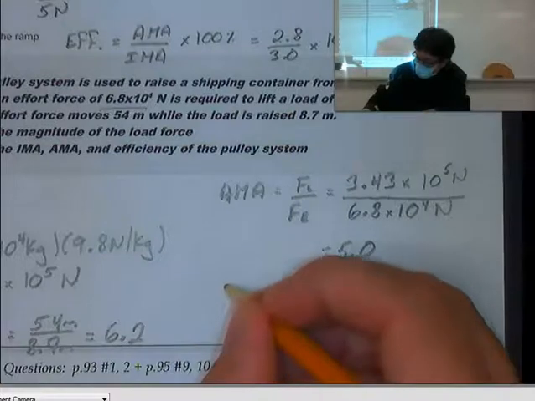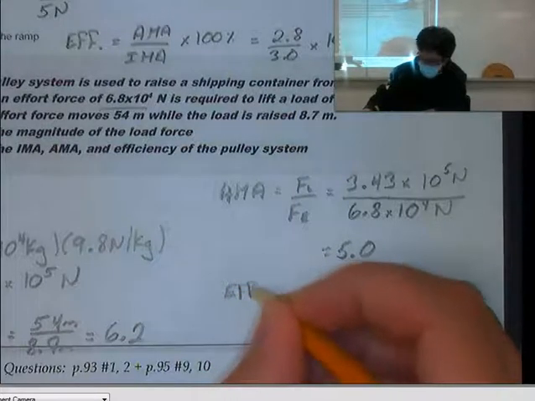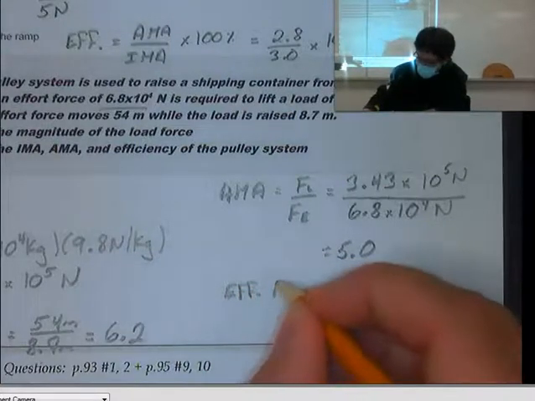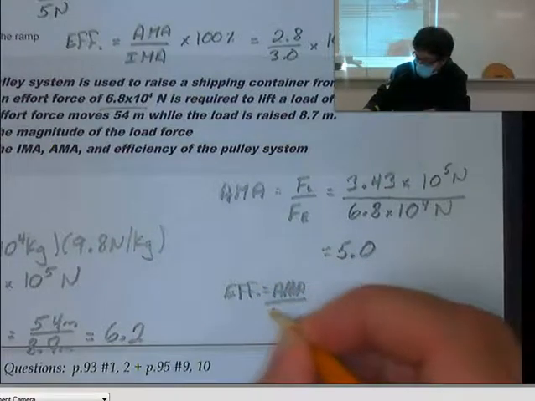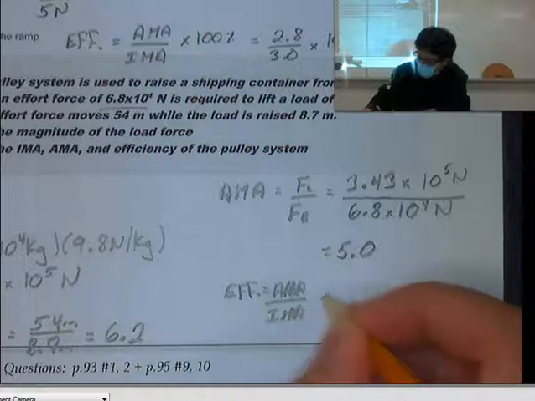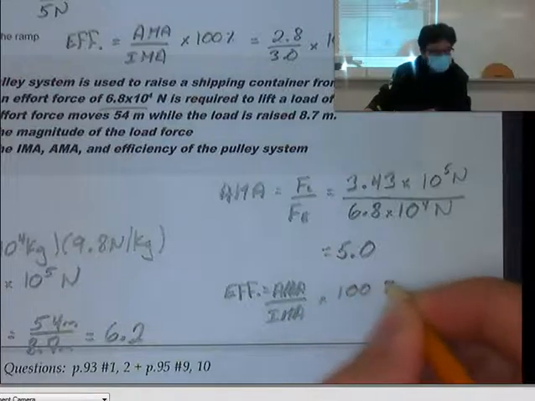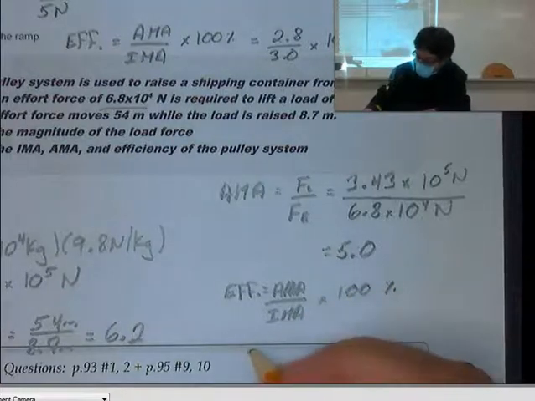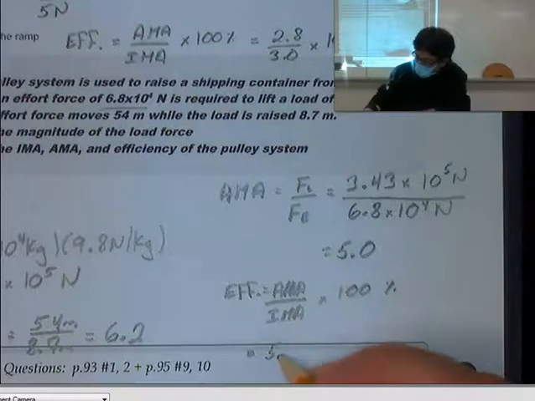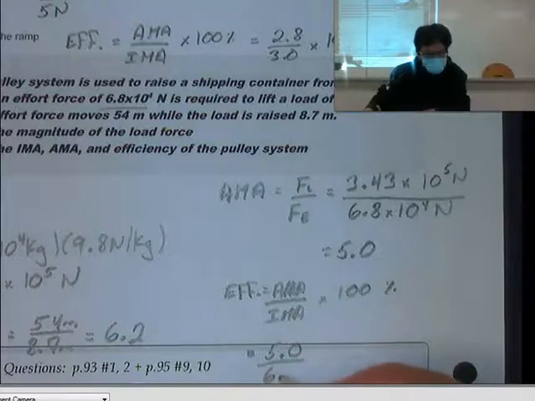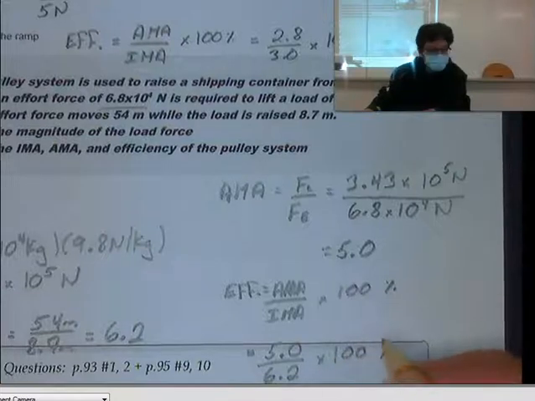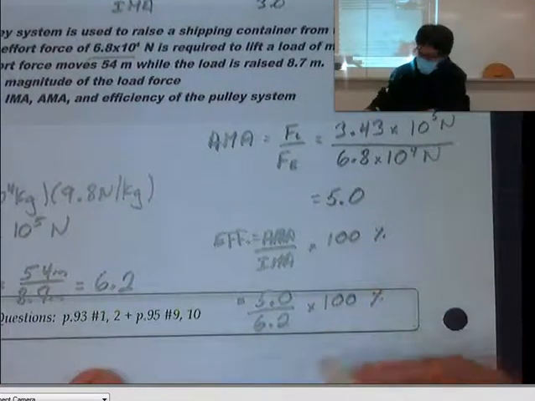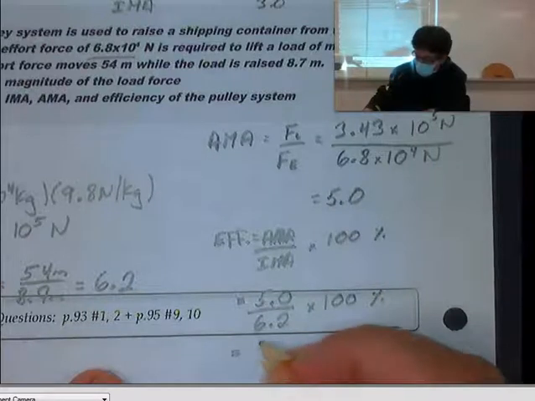So to find the efficiency then, we can compare AMA and IMA and multiply by 100%. So your AMA is 5, your IMA is 6.2. Multiply that by 100%, and we get an efficiency of 81%.